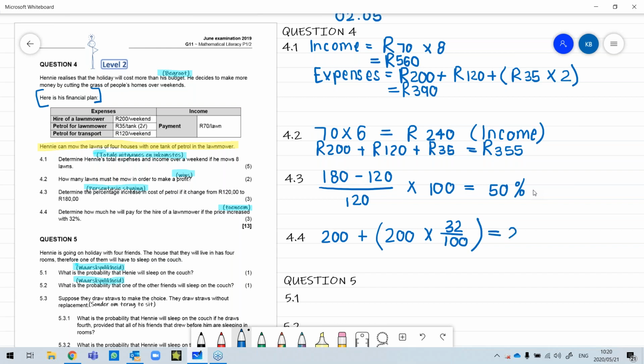Now, if you type that bracket section into your calculator, it is going to give you an answer of, let's see, 64 rand. Therefore, he is now going to pay 264 rand in order for the increased price to hire the lawnmower.